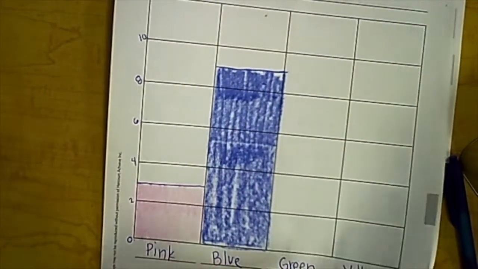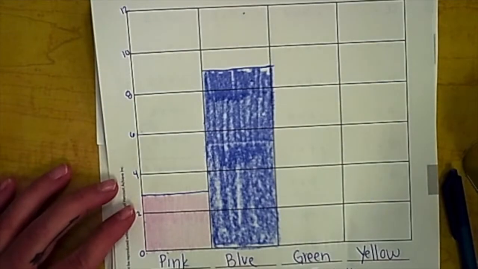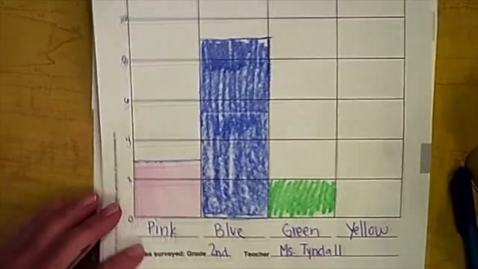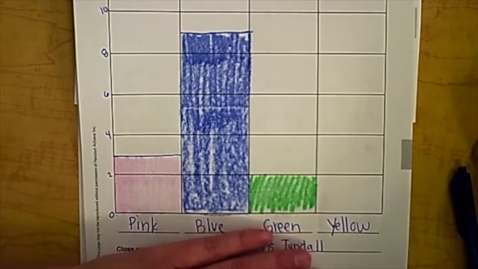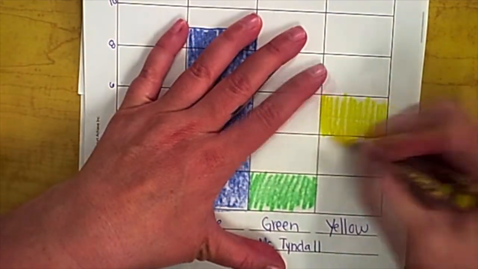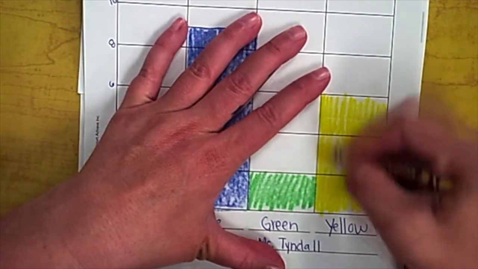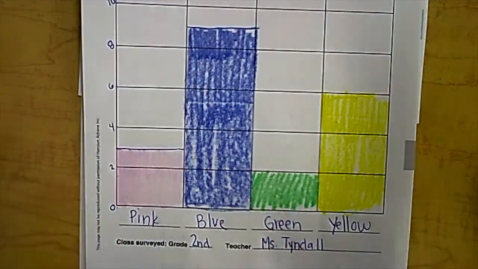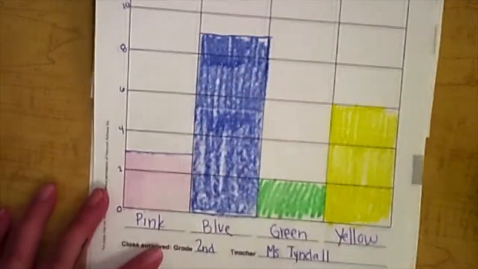Okay, the next one is green, so I'm going to look back at my data. Green, there was only 2. So we don't need to make a line because we're just going to color it. This area here. And yellow is 6. So we are going to color all the way up to 6. Alright, there you go. And so now you've taken data that we've asked and we've turned it into a graph, and that's what it looks like.